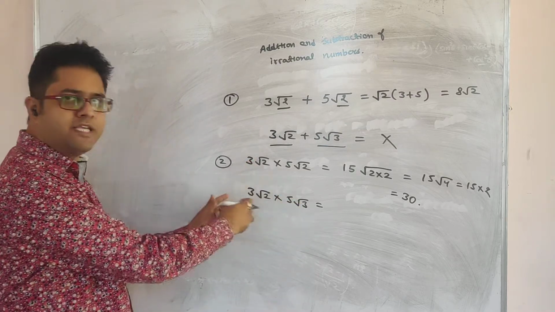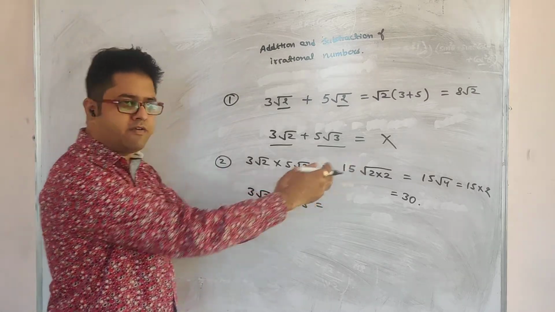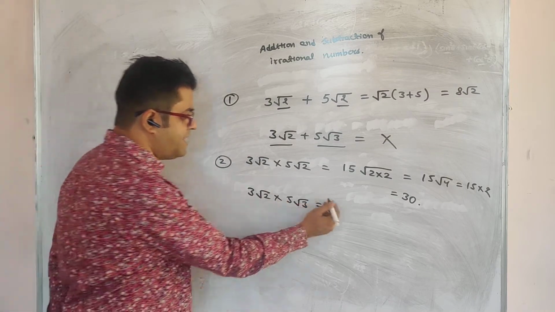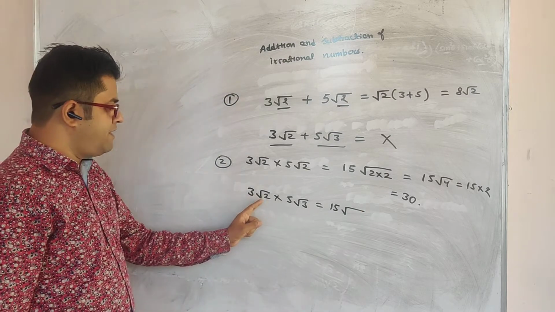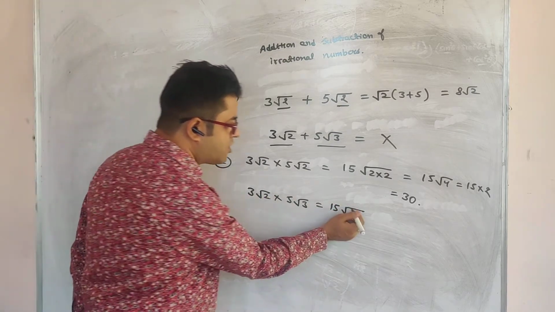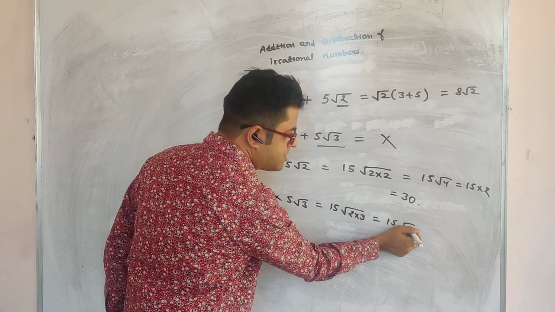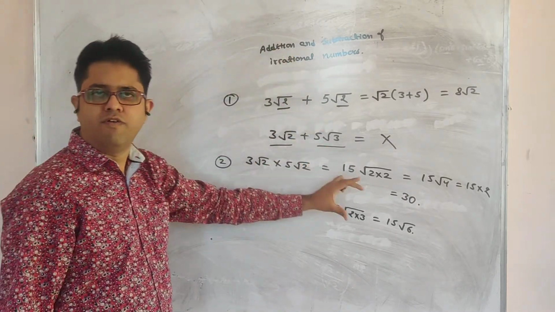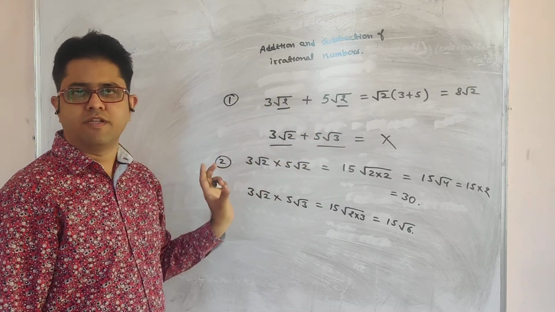How can we multiply these two irrational numbers? Obviously, we will follow the same method which we have done previously. So, 3 times 5 is 15, and then we have to multiply the irrational parts, that is 2 and 3. So, root of 2 times 3. So, it will be 15 root 6, right? Same method will be followed in subtraction and division, right?